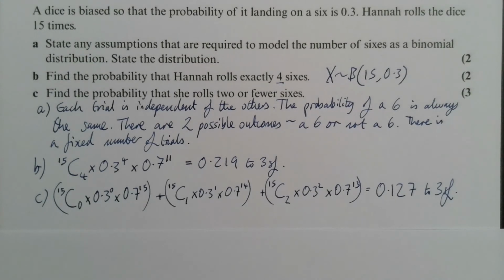And there it is. So here's the probability of getting no 6s plus the probability of getting 1 and 2. And notice the powers here, 0 and 15 add up to 15, 1 and 14 add up to 15, 2 and 13 add up to 15, and the number that we're choosing is the same as the number of successes. Okay, that's it for this time.